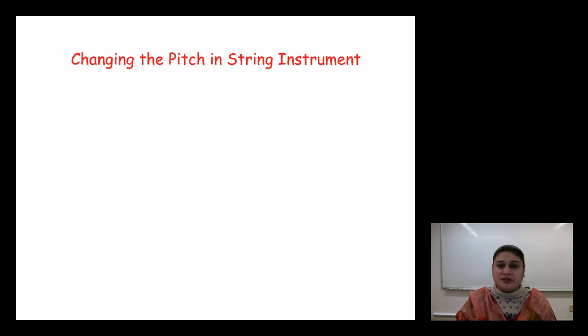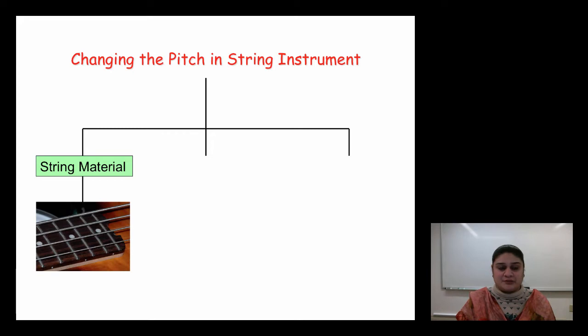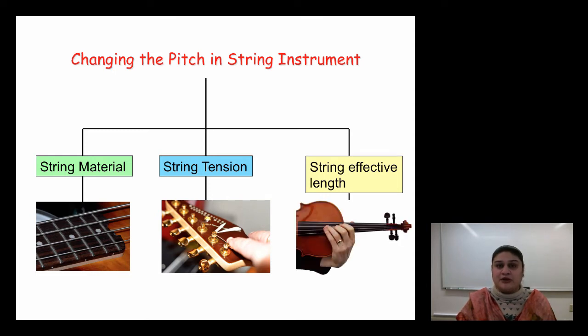How do you change the pitch in a stringed instrument? There are multiple ways by which we can change the pitch in a string instrument. We can change the material of the string that it's made out of, like for example, the commonly used example in a violin or in a guitar. We can change the tension by means of tightening it up or loosening it down. Or we can also change the effective length of the string, in order for the player to play the notes.